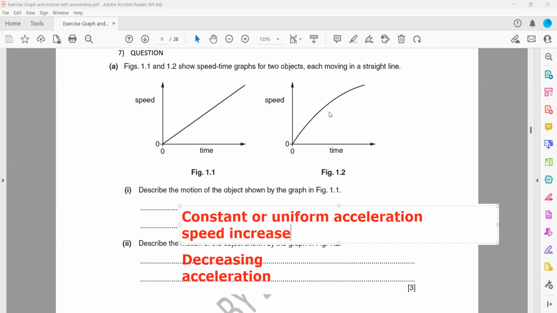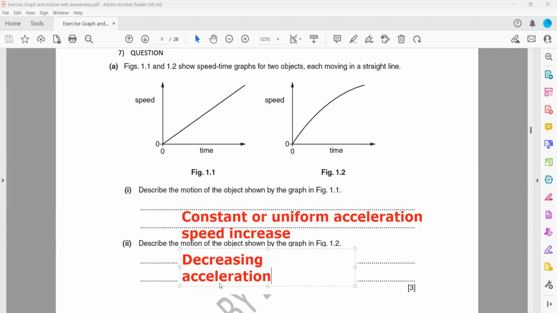And we can also say for this one also there is an increase in speed. So both graphs show that speed is increasing.